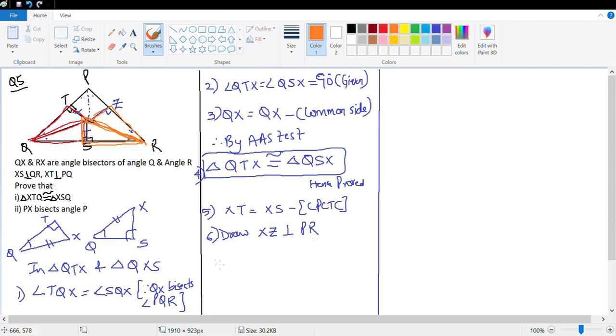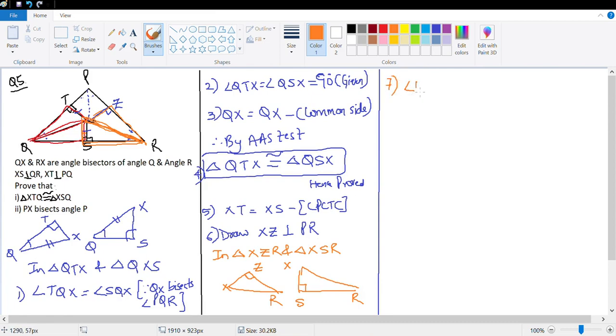Let's try. So in triangle XZR and triangle XSR, let's draw these two triangles separately. So I have XZR, this is Z, this is X, this is R, and the next one is XSR. So this is S, this is R, this is X. Let's see if we know anything. Number 7.